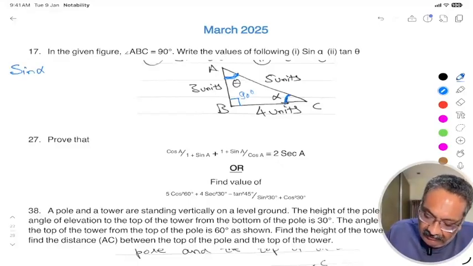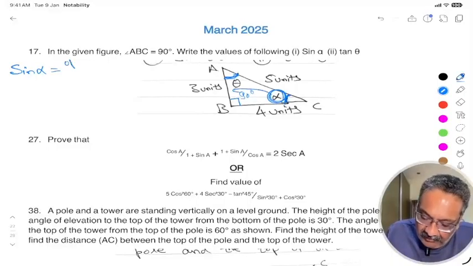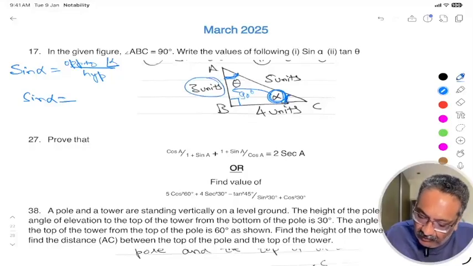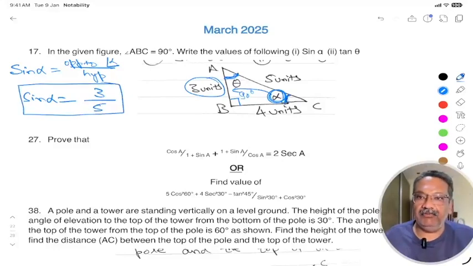Sin alpha. Alpha is here. Sin is opposite to angle alpha divided by hypotenuse. So sin alpha is equal to, what is opposite to alpha? 3 units, divided by hypotenuse, which is 5. So sin alpha will be 3 by 5.